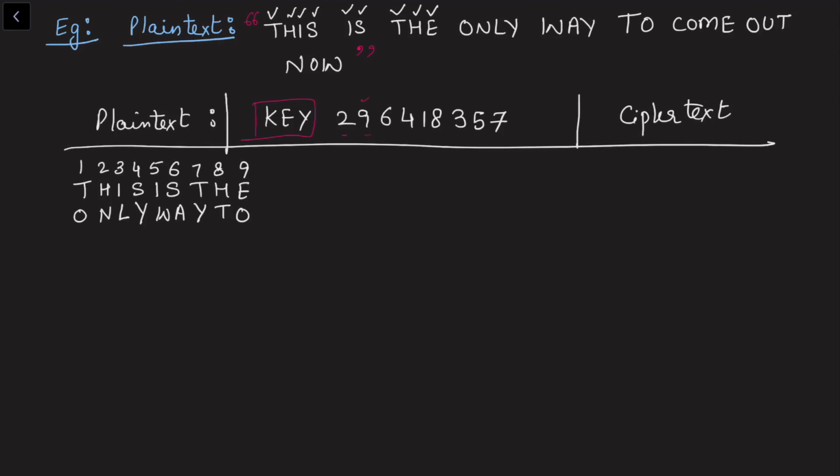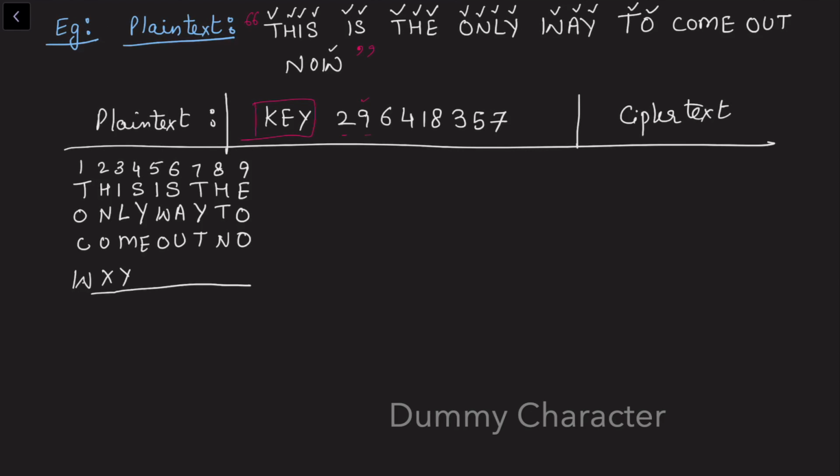ONLYWAYTO. So till here we have written these are 4, 5, 6, 7, 8, 9. So the next 9 letters COMEOUT N-O, and then we can write W. So this last W that I've written in this row. But now we will not leave this as a blank. We will fill this out with the next letters X, Y, Z, U, V, W, X, Y. So let's fill out these ones.